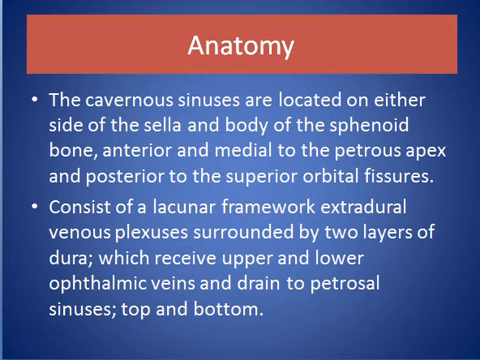The cavernous sinus is located on either side of the sella turcica and the body of the sphenoid bone, anterior and medial to the vitreous and posterior to the superior orbital fissure. It consists of a lacunar framework of extradural venous sinuses surrounded by two layers of dura, which receive the upper and lower ophthalmic veins and drain to the petrosal sinuses, top and bottom.